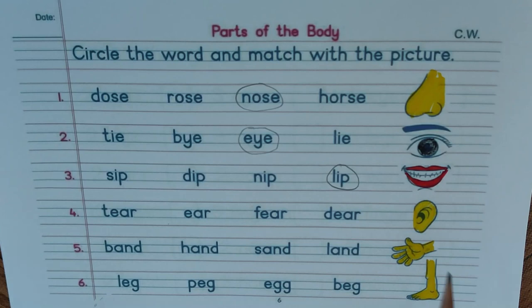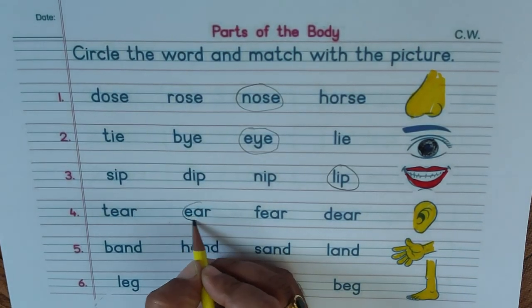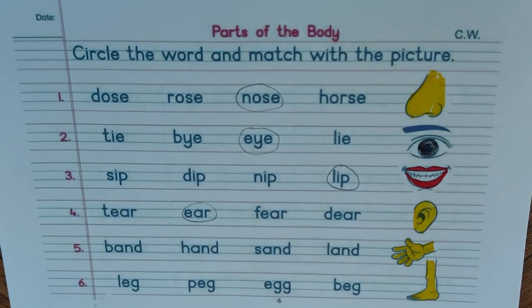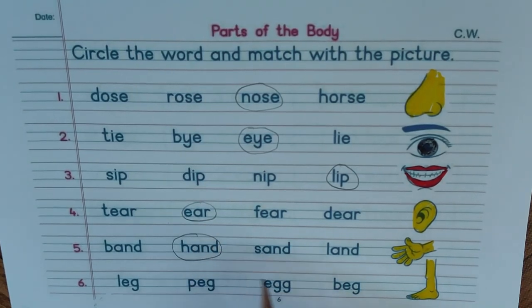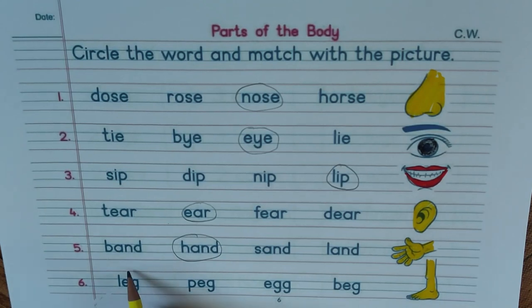Fourth, what is this picture about? This picture is ear. Not tear, fear or dear. Next, this is a picture of a hand. So, circle the hand. And sixth, this is the picture of a leg. So, circle the leg.